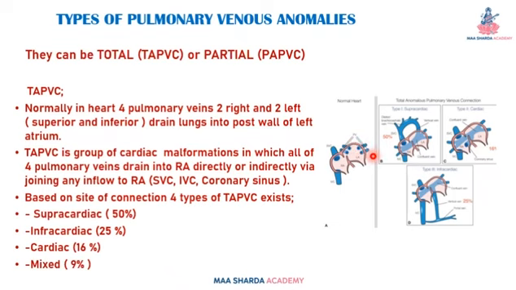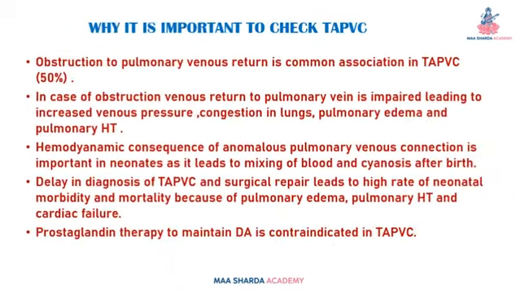TAPVC is a group of cardiac malformations in which all four pulmonary veins drain into the right atrium, directly or indirectly via joining any inflow to the right atrium, that is, it may be superior vena cava, inferior vena cava or coronary sinus. Based on the site of connection, four types of TAPVC exist: supracardiac TAPVC, infracardiac TAPVC, cardiac and mixed.